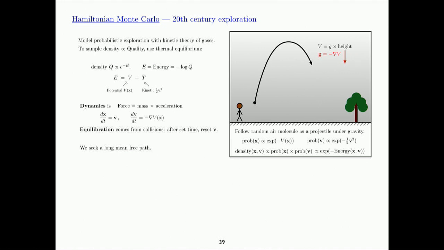The rate of change of position is the velocity, that's definition. Rate of change of velocity is mass, which we're forgetting about, it's 1, times acceleration. So dv/dt is minus grad of potential, that's force. Potential is the integral of force, so that's kind of trivial. And after some time, when the particle's got somewhere else, you arrange for it to hit something and start again, get randomized. And what we would like is to have a long mean-free path.